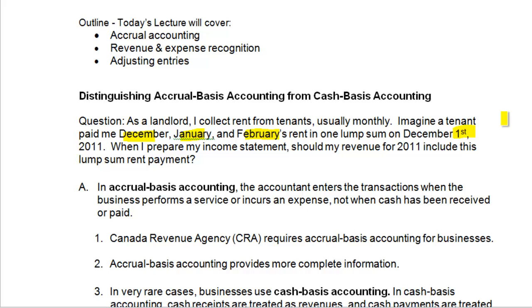should the revenue that I report include this payment? Well, it should, but only partly. So it should only count 1/3 of it. December's rent. December falls in 2011. January and February do not, and that revenue should be counted in the next year once it's earned. So at the end of December, I haven't earned January, February.